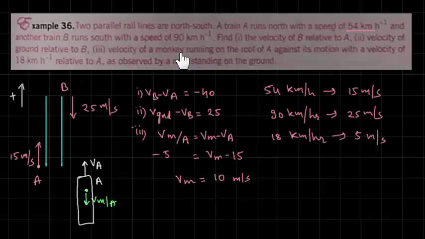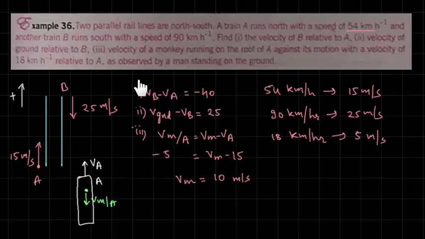Two parallel rail lines run north-south. A train A runs north with a speed of 54 km per hour. You can convert that into meter per second, it will be 15 meter per second. And another train B runs south with a speed of 90 km per hour. Find velocity of B relative to A. So this B is going south at 90 km per hour, which is 25 meter per second, and A is going north at 15 meter per second.